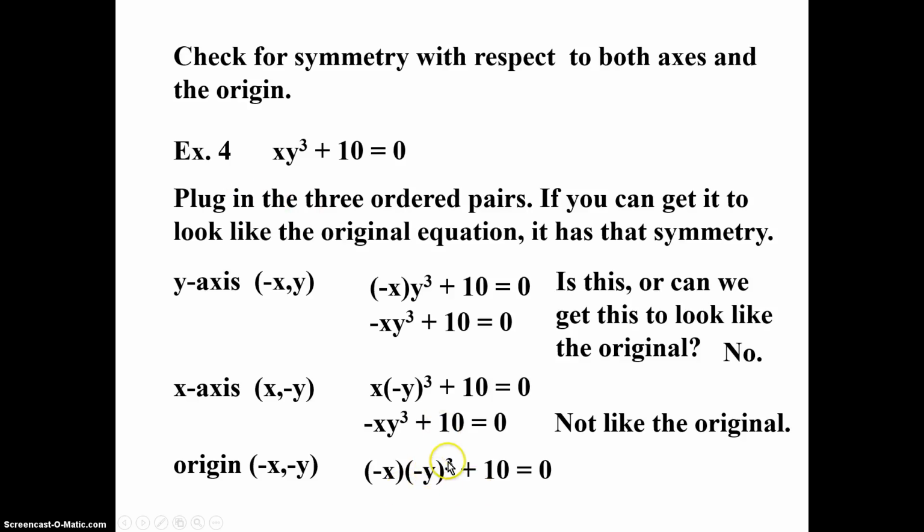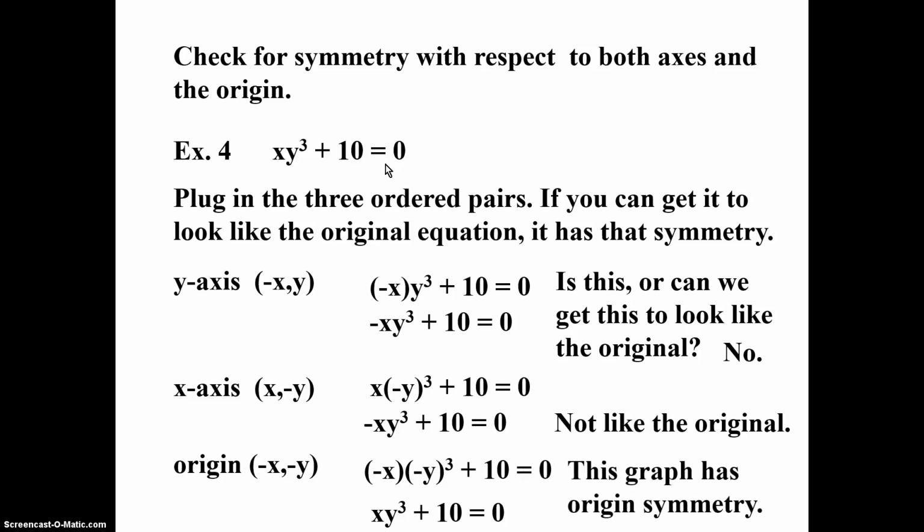Now, a negative y to the third power is going to give you a negative y cubed. But that negative y cubed times that negative x, and a negative times a negative is going to give you a positive xy cubed plus 10 is equal to 0. If you look at your original equation, that is identical to it, and so therefore this equation does have symmetry about the origin. So it really is just about you plugging in and remembering those points.